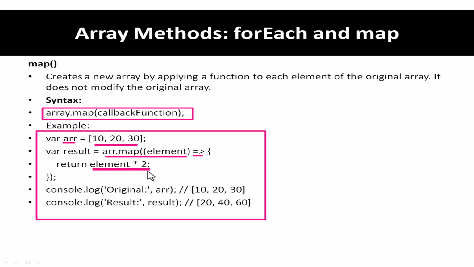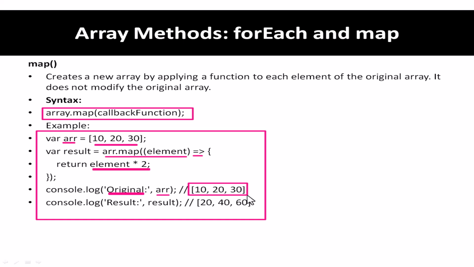It means we are going to return the element multiplied by 2 whenever you call the particular array. Now we are going to print console.log original. Original is an identifier, the name of the array, and whatever elements are inside the array, it is going to print 10, 20, 30.